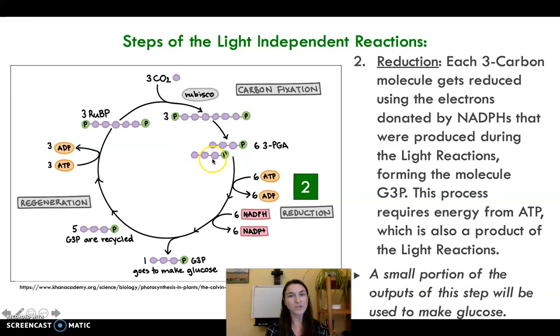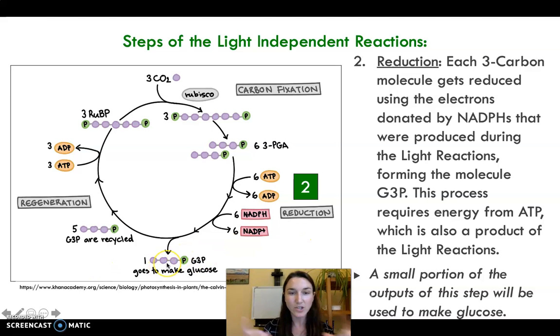So it's going to just naturally break apart. And then what's going to happen is ATP is going to provide the energy for this conversion, and NADPH is going to provide the hydrogens and the electrons for this process. And through a series of reactions powered by these molecules, these three carbon molecules are going to be converted into something called G3P, which is essentially a sugar precursor. It's just half of a glucose.